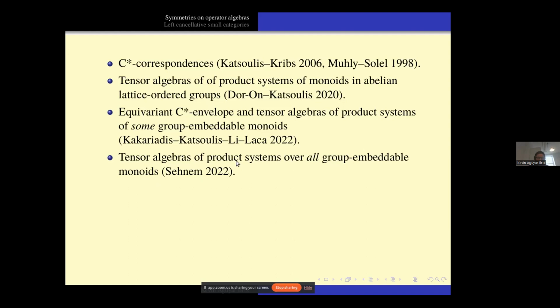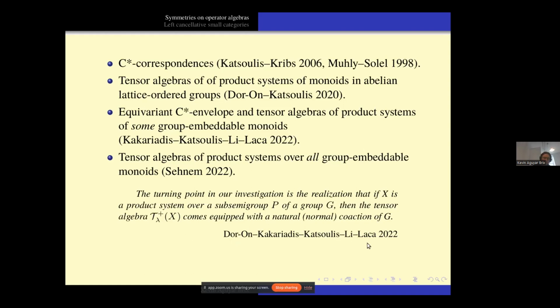And I really don't want to go into what a product system is. It's a higher dimensional generalization of a correspondence. That's what I'll say, but you can make sense of a canonical tensor algebra inside of that. But one thing I want to emphasize is that there is a work of Dor-On, Kakariadis, Katsoulis, Laca, and Li, and they say the turning point in our investigation is the realization that for a product system over a semigroup P in a group G, the tensor algebra comes equipped with a natural normal coaction of G. So this goes back to the initial things I said, this kind of symmetry. There's always a coaction in the background, and in this case, it comes from the group that P embeds into. So I don't want to go into the details, all I want to say is that in all these very general cases, there's always a normal coaction lurking in the background. And this is said explicitly in their work here.